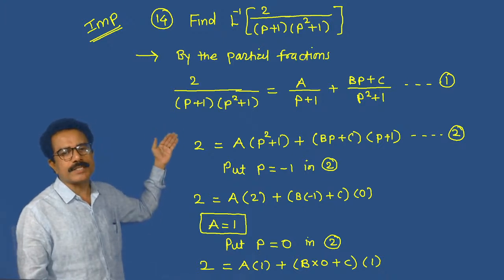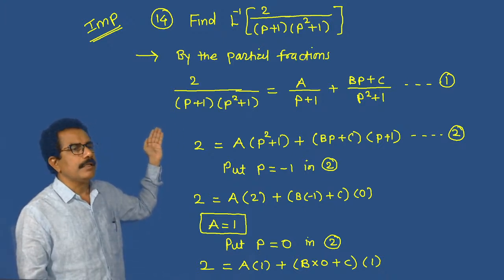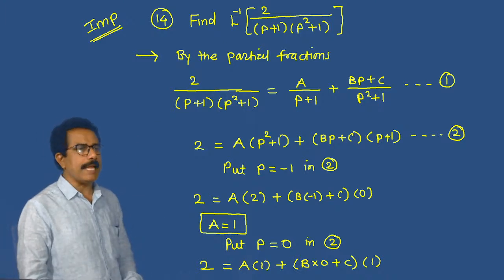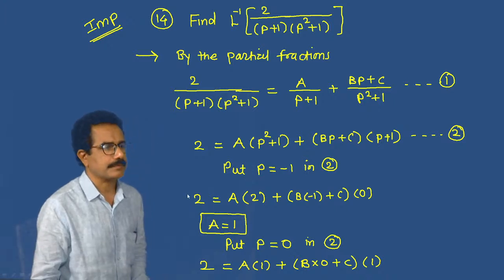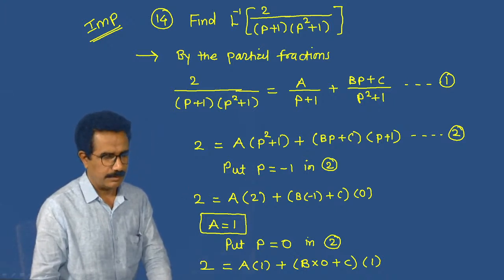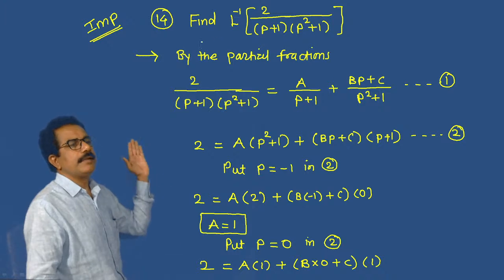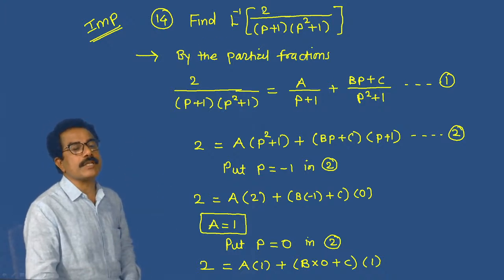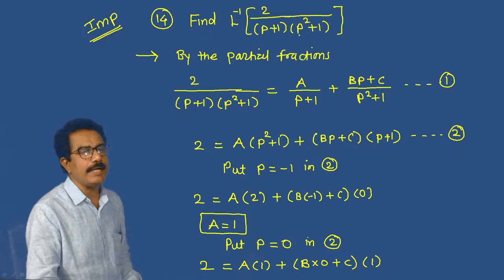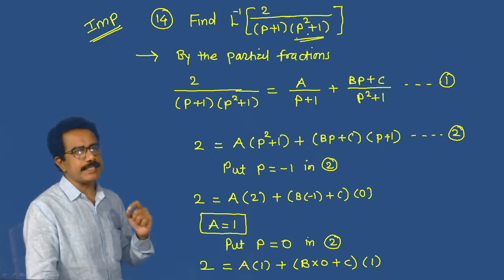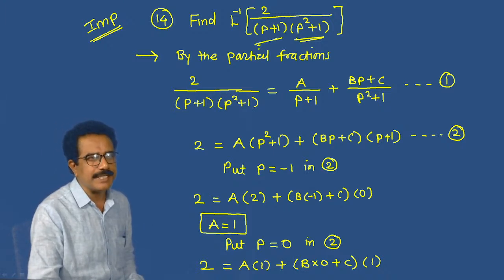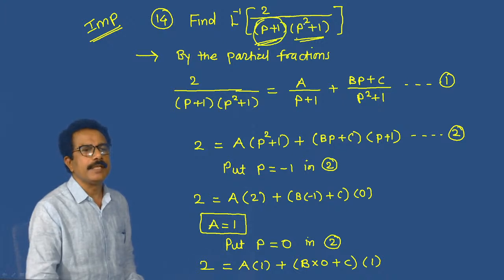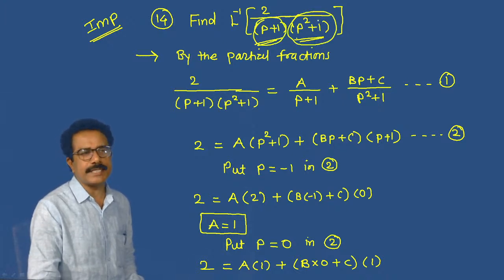Now we shall move towards the problems based on the inverse Laplace transform. Okay, the problem number 14, that is L inverse of 2 divided by p plus 1 into p square plus 1. See this here, the first factor is a linear term, the second factor is a quadratic term.